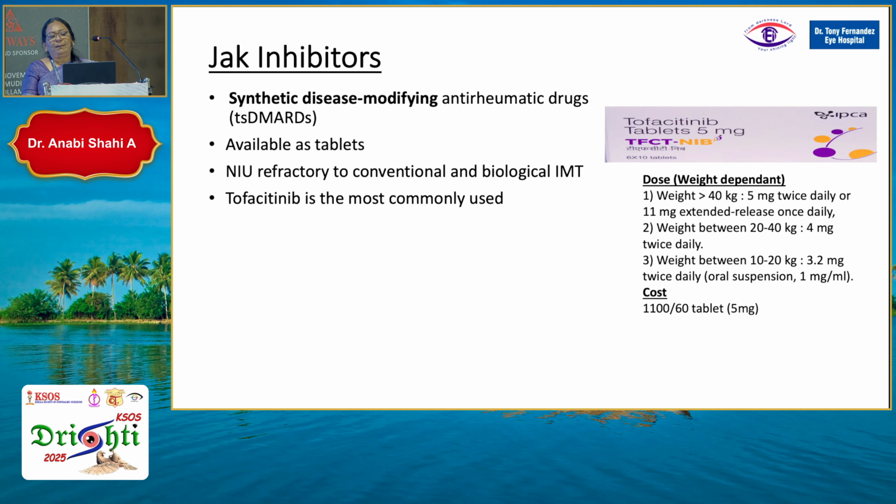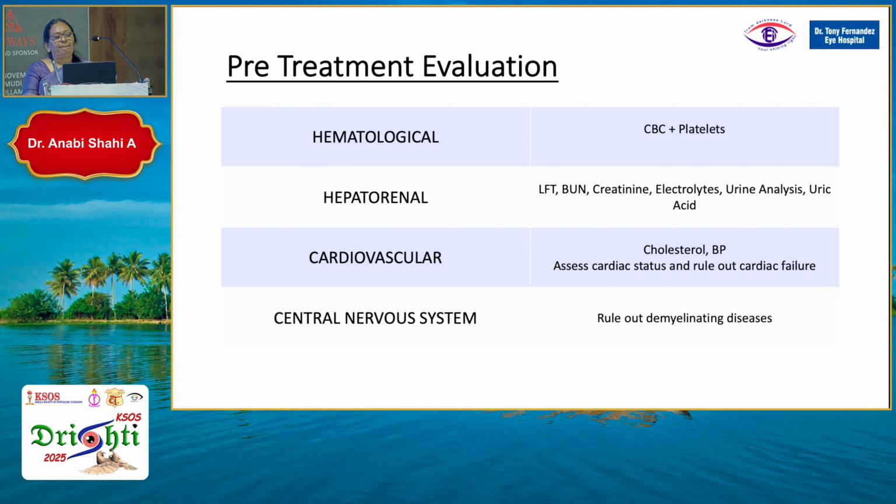It is weight dependent dose. If the weight is more than 40 kg, it is 5 milligram twice daily or 11 milligram extended release once daily. If the weight is between 20 to 40, it is 4 milligram twice daily. And if the weight is between 10 to 20, it is 3.2 milligram twice daily, available as an oral suspension. The cost is less, it is 1,100 for 60 tablets, 5 milligram.